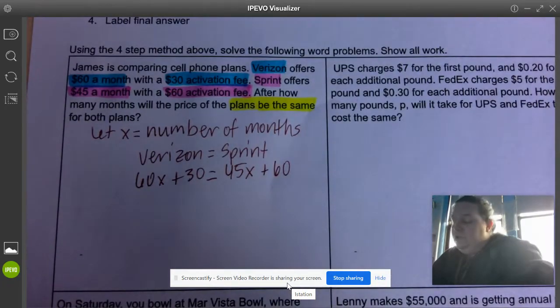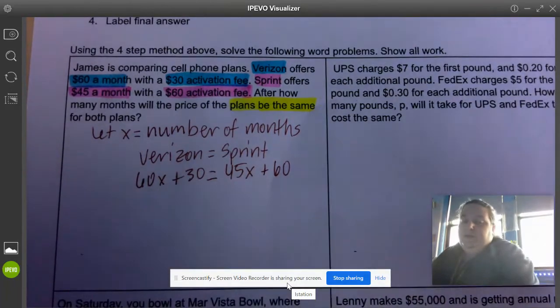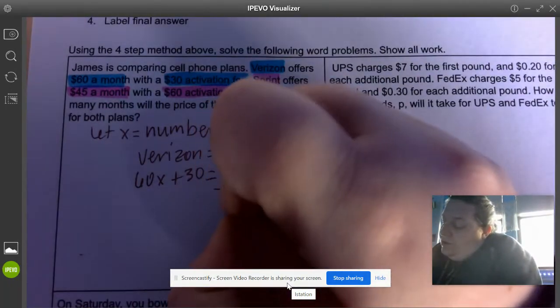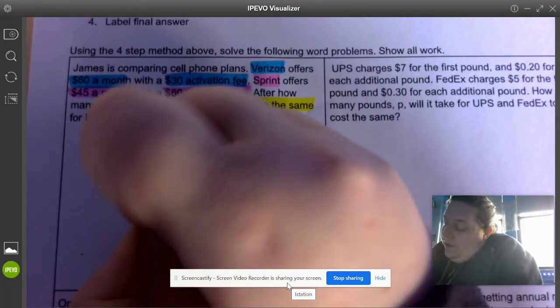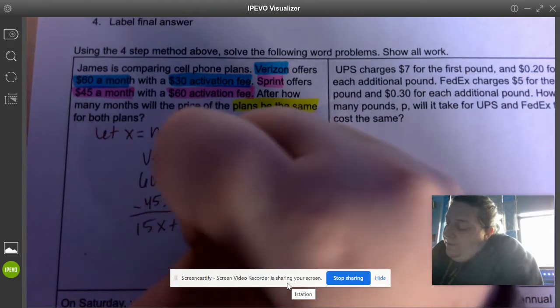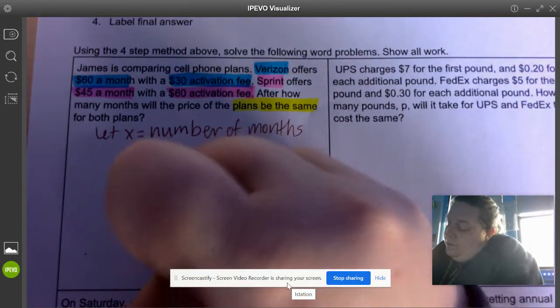And now I'm just going to solve. Remember, there are multiple ways to solve it, so you can solve this how you want. I'm going to quickly solve it how I would solve it. I like to deal with my variable terms first. Now I have a two-step.